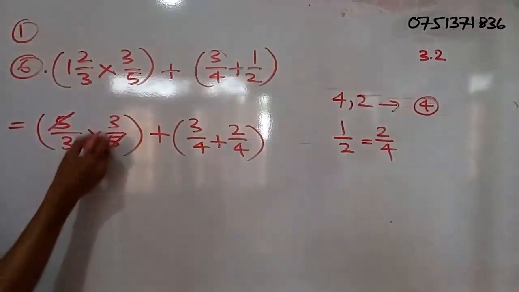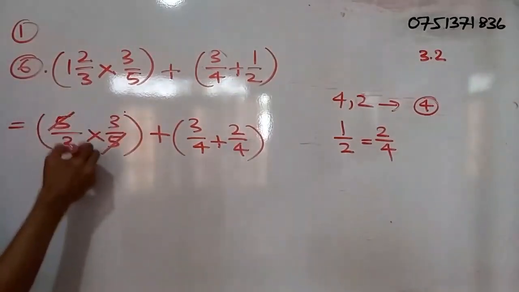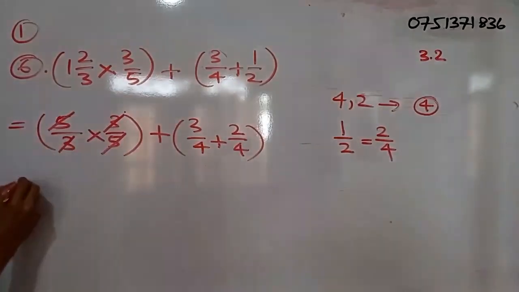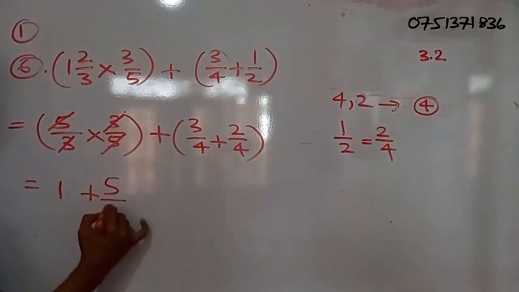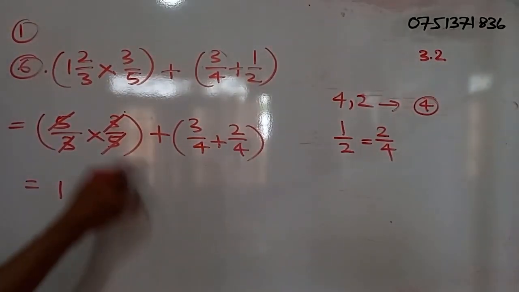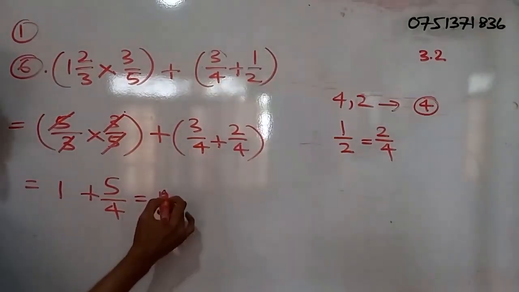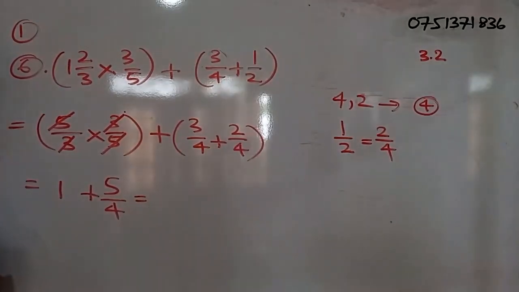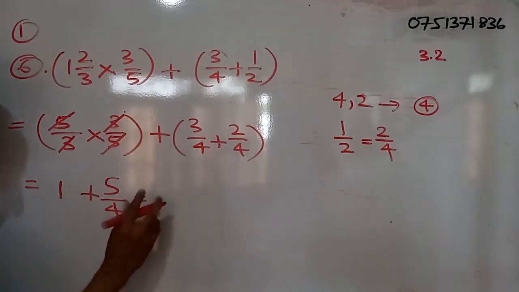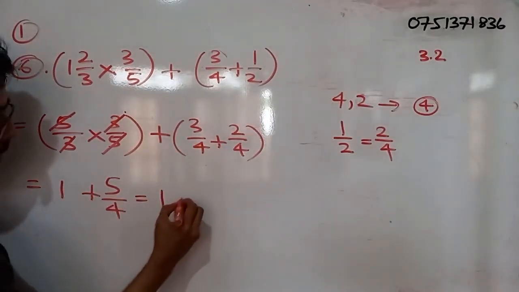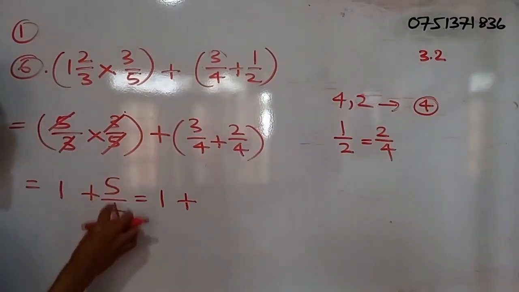So I can cancel out the 5s. When we consider this bracket, I can cancel out the 5s, then the 3s. So here I get 1 plus 5 by 4. So what is the answer here? Right. So here we can simplify this as like this. Okay. So equals 1 plus 5 by 4.